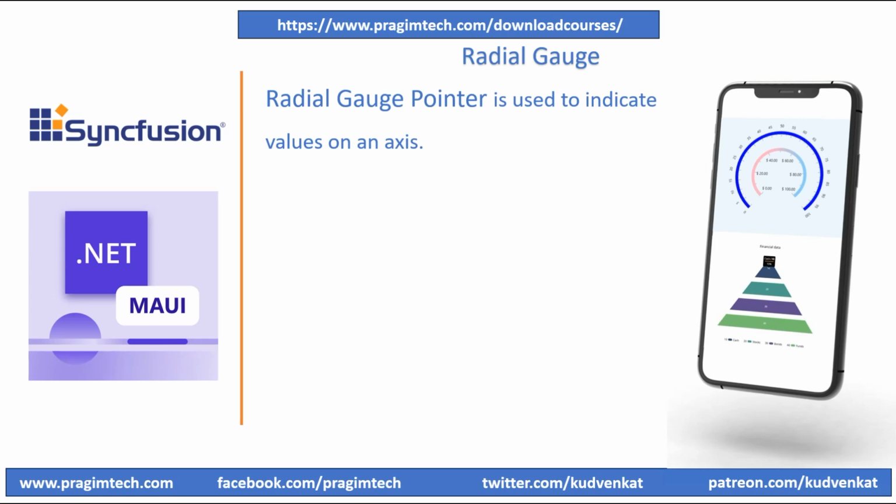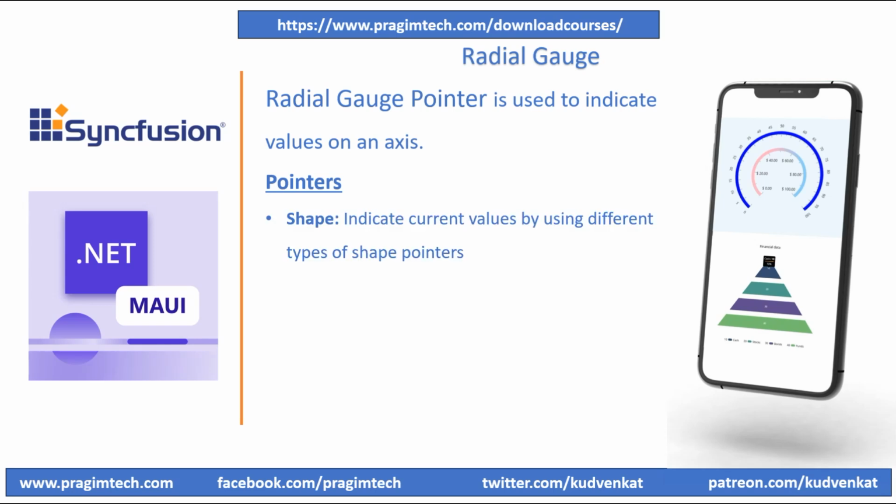The radial gauge control has different types of pointers, such as the shape pointer, which indicates the current value by using different pointer shapes such as circle, diamond, inverted triangle, rectangle and triangle. The content pointer allows us to use any .NET MAUI content as a pointer, which means we can use labels, images or any other controls as content to represent the selected pointer value.